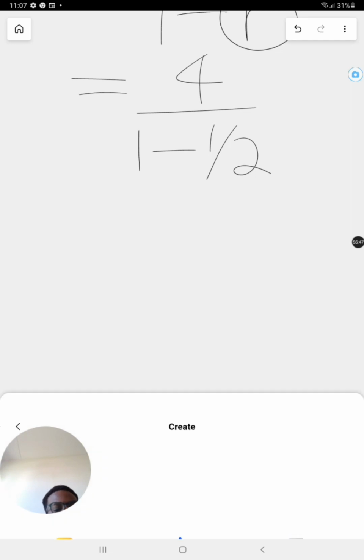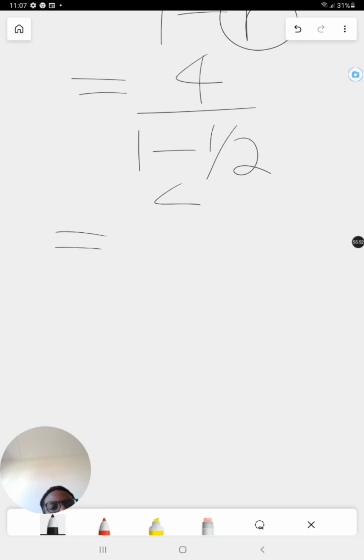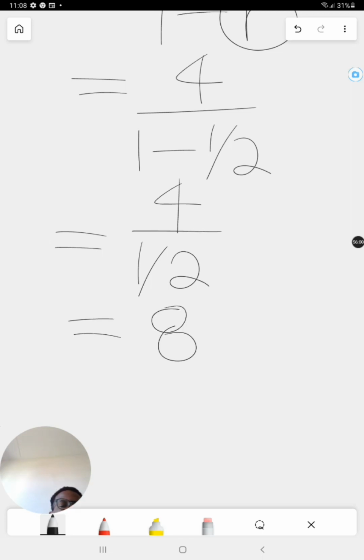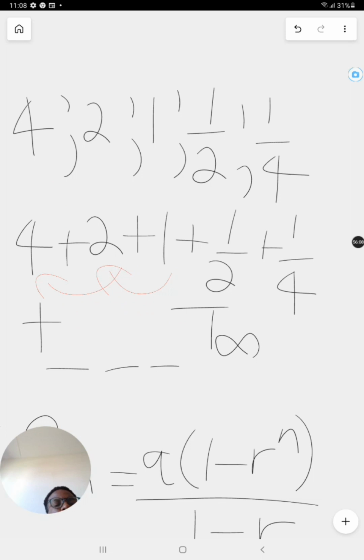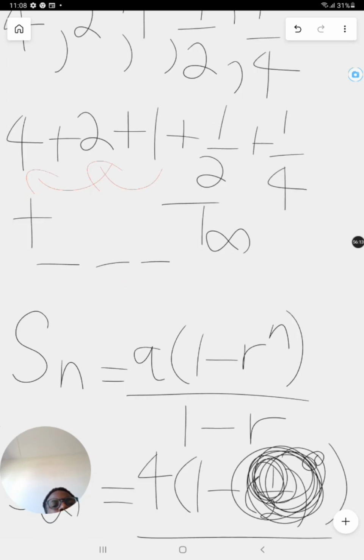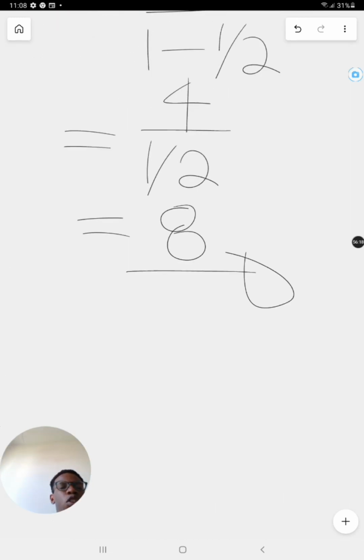Okay, so when we solve this, what we get is 4 divided by 1 over 2, which, if you punch this in your calculator, is going to be 8. So what does this tell me? Well, if I look at this series and I keep adding terms forever, the answer that I will eventually get is very close to 8. I'm not going to get an answer that is bigger than 8. I'm going to get an answer that is very, very close to 8. So the sum to infinity is 8.